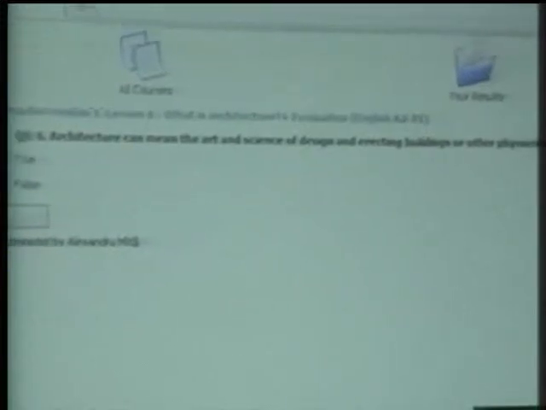Question 6. Architecture can mean the art and science of design and erecting buildings or other physical structures. True. Question 7. Architecture cannot be a general term to describe buildings and other infrastructure. False.